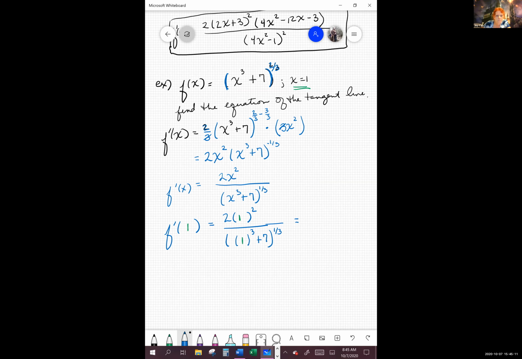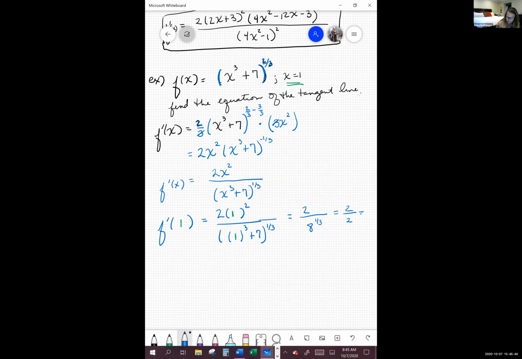So order of operations, square 1, we get 1. 1 times this 2 is 2. All over, inside this parentheses in the denominator, 1 cubed is 1 plus 7, so that's 8, all raised to the 1/3 power. Same thing as cube root of 8. So what can I cube to get 8? 2. So the derivative of the function at x equals 1 is actually 1. So the slope of our tangent line at x equals 1 is 1.